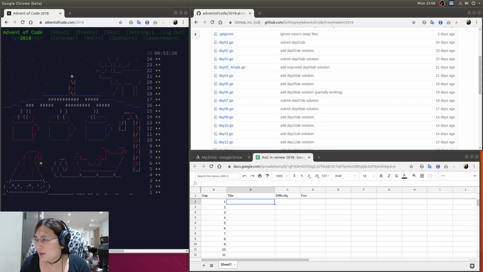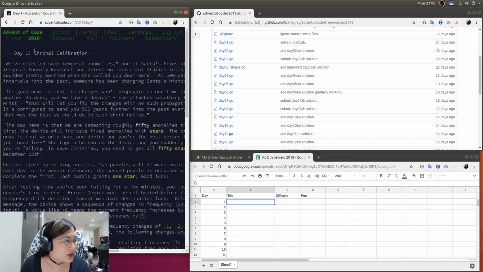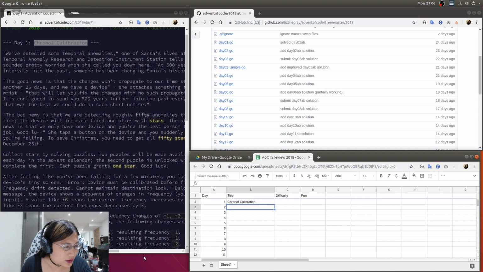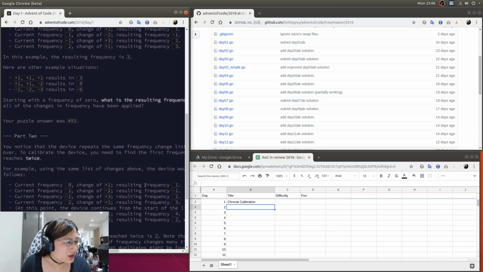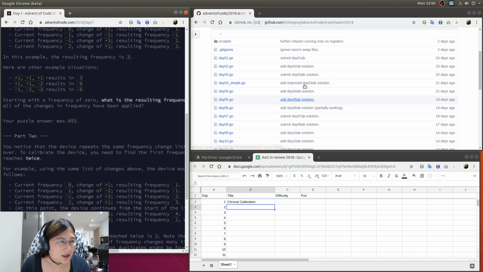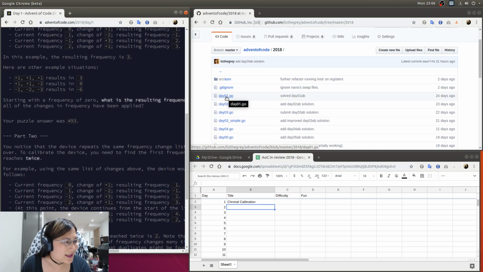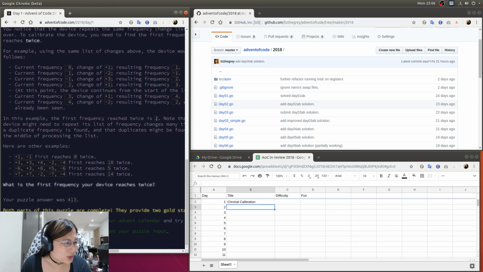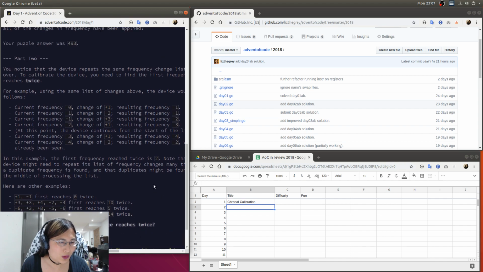So the first puzzle that we had was day 1, which was called chronocalibration. And the deal with chronocalibration was it's basically the intro to Advent of Code, right? Where you basically have to add up a list of different integers and find out what the sum is, which you could literally do in Google Spreadsheets. And also it asks you to compute the running total and find out whether you reach the same value twice, whether your running total is the same twice.